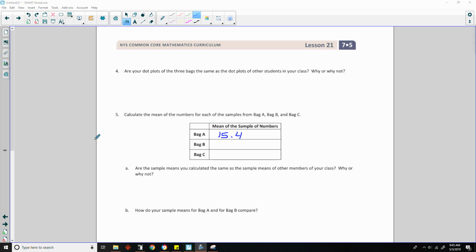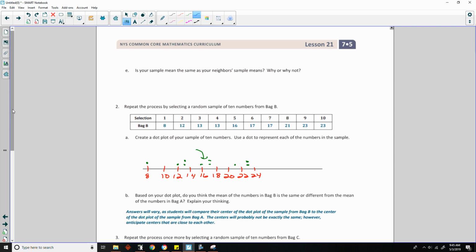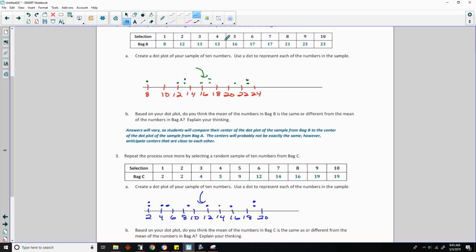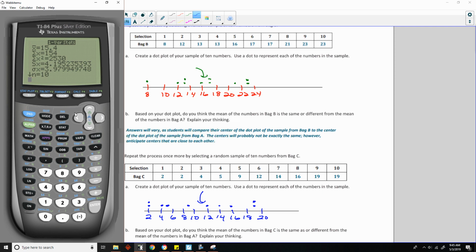I need to continue. Now I need bag B, so I go back to bag B. Here is my data from bag B right here. I go to my calculator. Now I might need this data again, so I'm going to press Stat, Edit, and arrow over to L2 for bag B. I can rename these, but I'll just leave them L2. Then I'm going to enter these values.